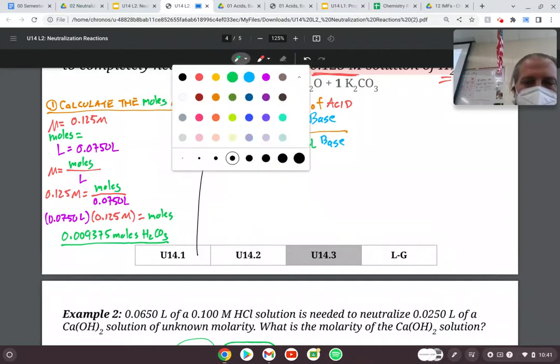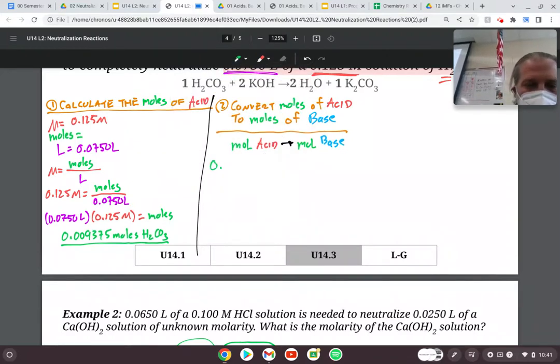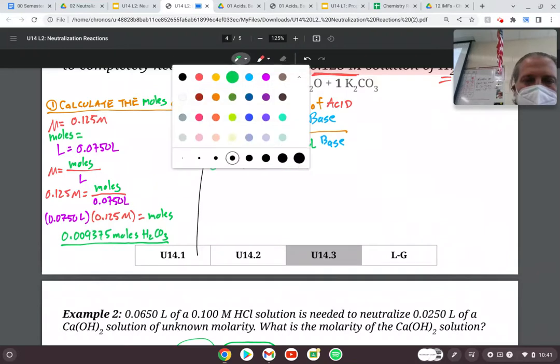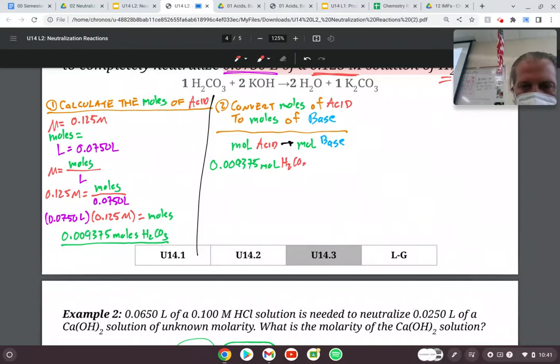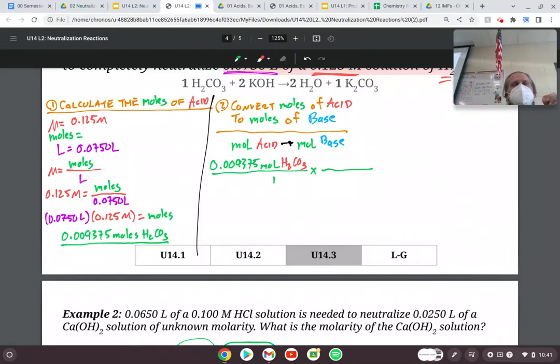So I'm going to take the value that I just calculated, which is the 0.009375 moles of, in this case, H2CO3. Put it over 1. And when I go mole to mole of something, what do I need to know, find, or calculate? Do you remember? So when I use stoichiometry and I go moles to moles, what do I need to know, find, or calculate? Not the molar mass, but moles in it. You got the right idea.